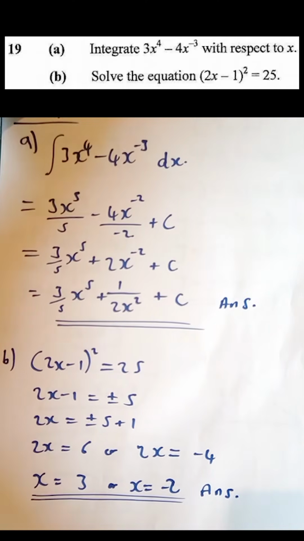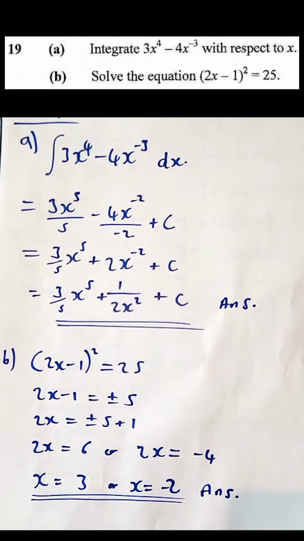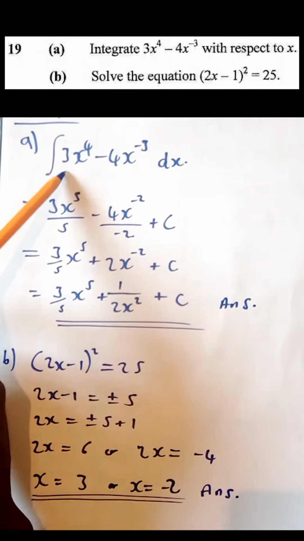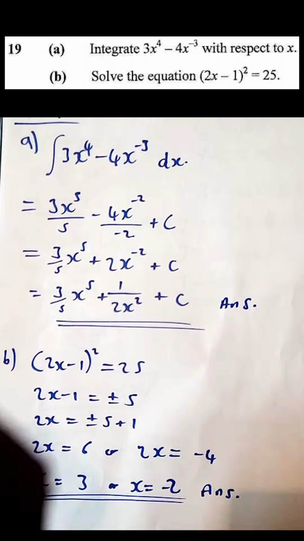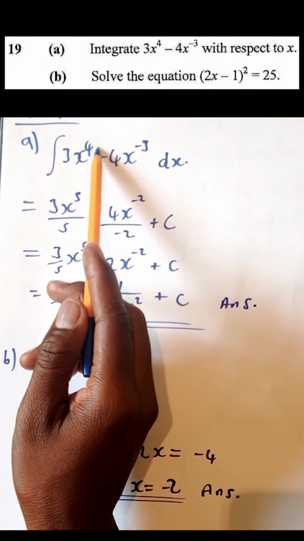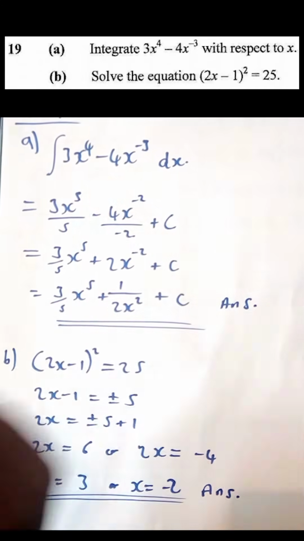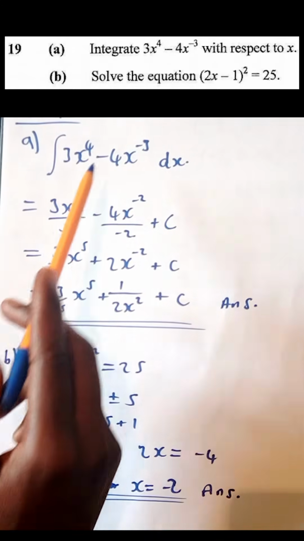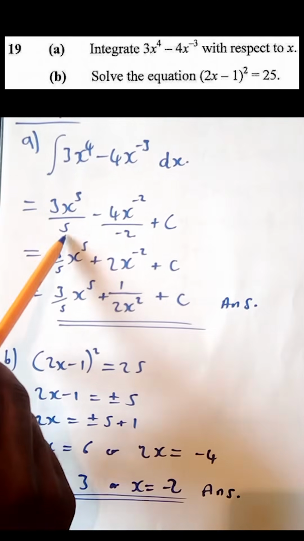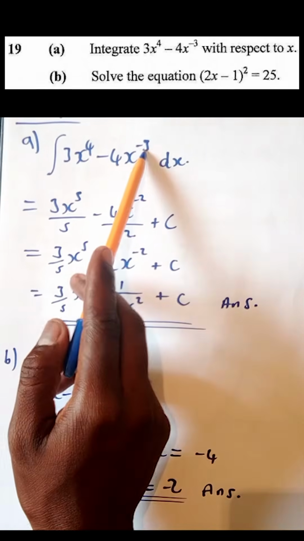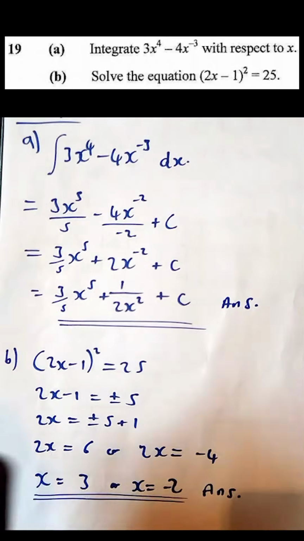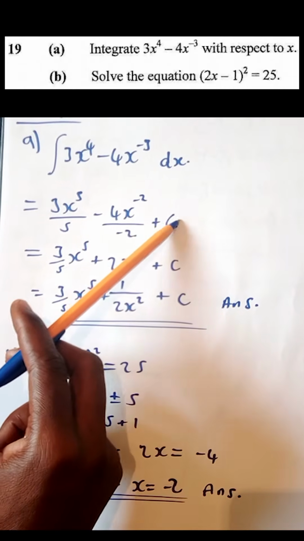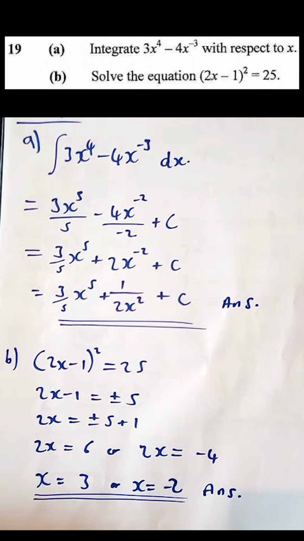Question number 19, calculus, integrating that equation. You are told to integrate 3x to the power 4 minus 4x to the power negative 3. How do you integrate? You add 1, then the answer that you get, you divide by it. So when we add 1 to 4, we have 5, then we divide by 5. Even here, when we add 1 to negative 3, we get negative 2, then we divide by negative 2. But we put plus c, which is the constant number, which we don't know.